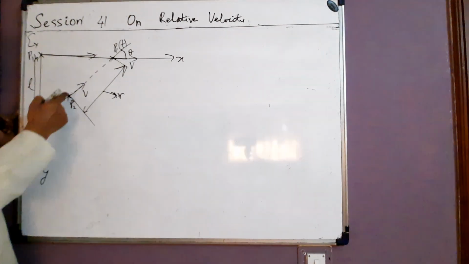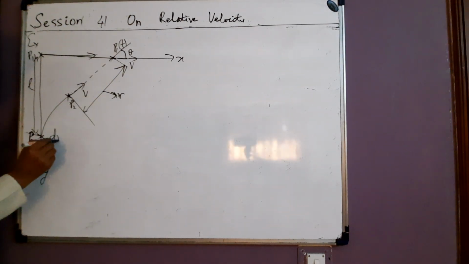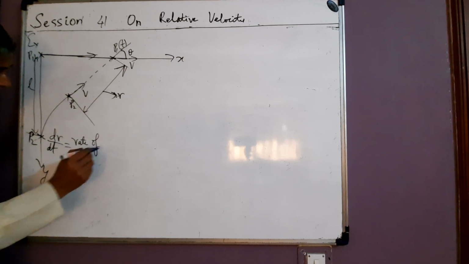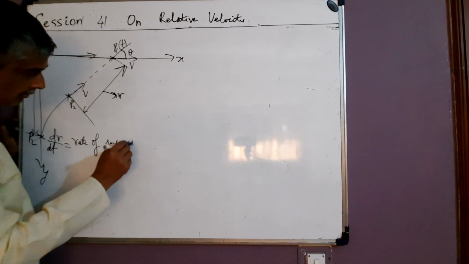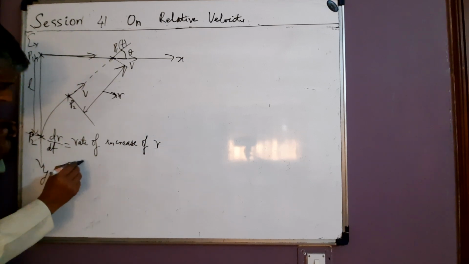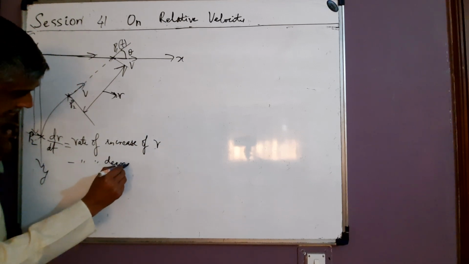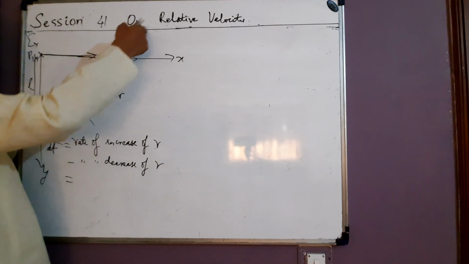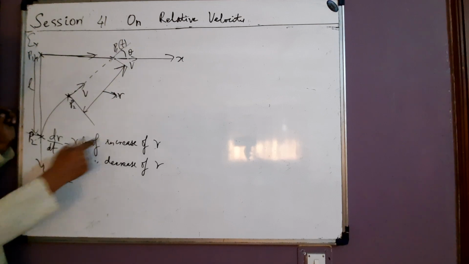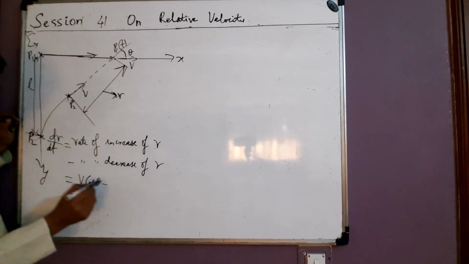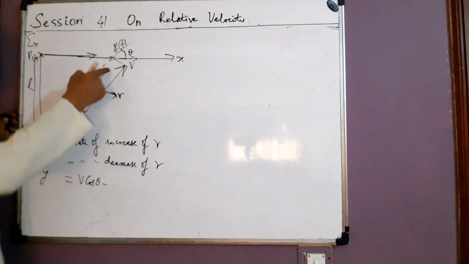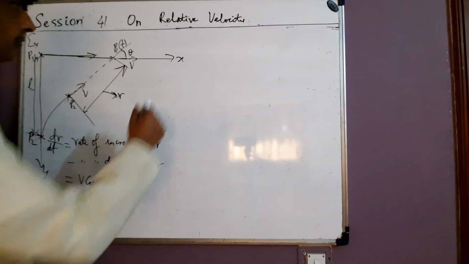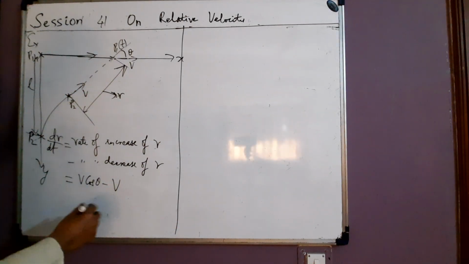So first of all, we use the concept dr by dt, the rate of change of r with respect to time, that is the rate of increase of r minus the rate of decrease of r. Now the component of v along this line is v cos theta, this will tend to increase r. So the rate of increase of r is equal to v cos theta, and the rate of decrease of r is just equal to v itself, because v will tend to decrease r. Alright. So now dr by dt is equal to this much.